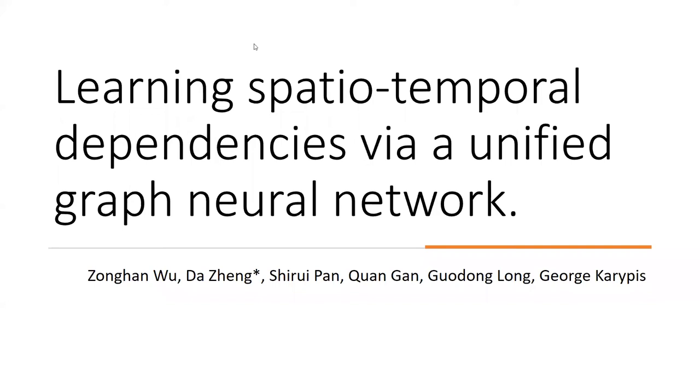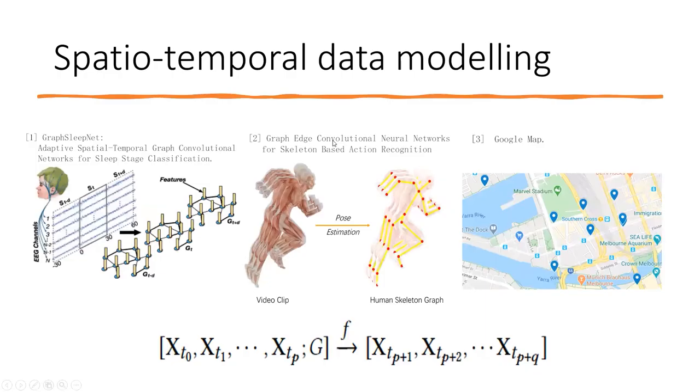Hello everyone. This talk will be about our work on learning spatial temporal dependencies via a unified graph neural network. So the task we are targeting is modeling spatial temporal data by forecasting. That is, given a graph and a time series of historical node feature values for every node, predict each node's future feature values. We assume that the graph is fixed and the time series is evenly spaced. Example applications include brainwaves, skeletal motion, traffic, et cetera.